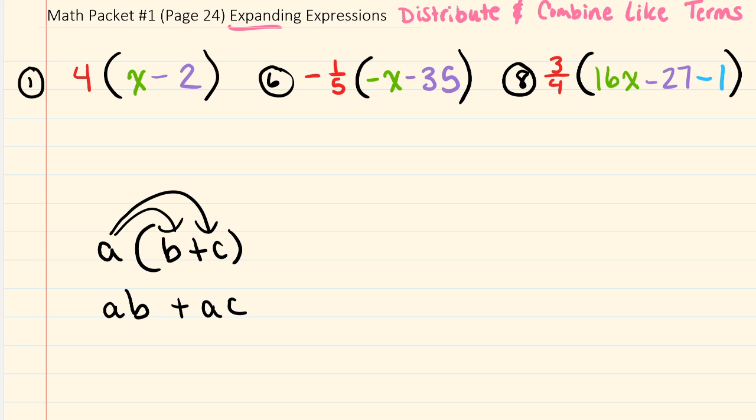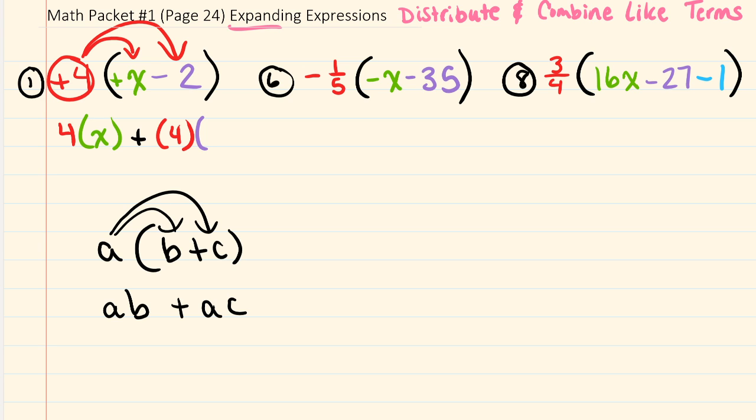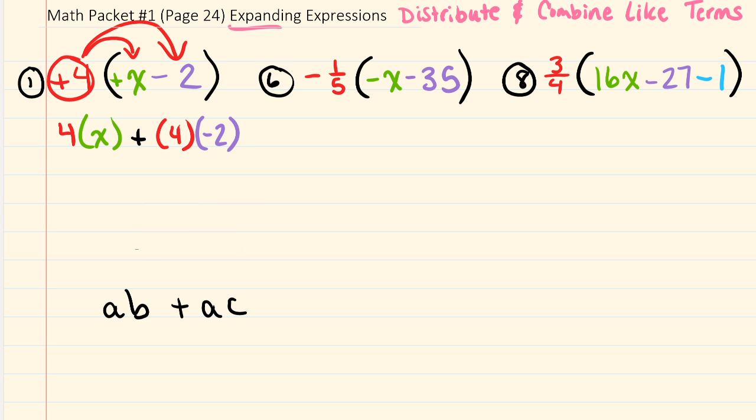In the first expression, I have a positive 4 that I'm going to distribute times a positive x. I'm going to throw that positive sign in there. So I've got positive 4 times positive x plus the next thing I've got is positive 4 times negative 2. That minus sign goes with the 2, not the x. So it's a negative 2. Now we just got to simplify it.